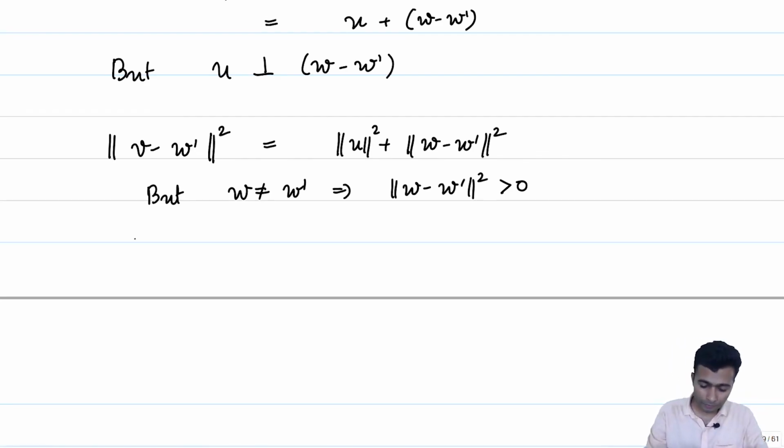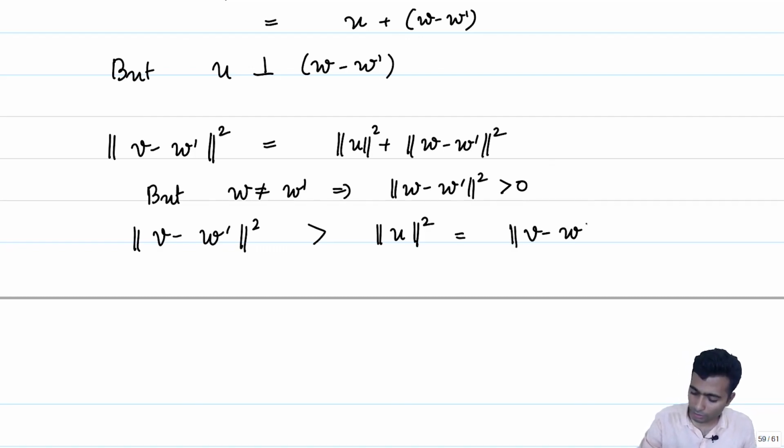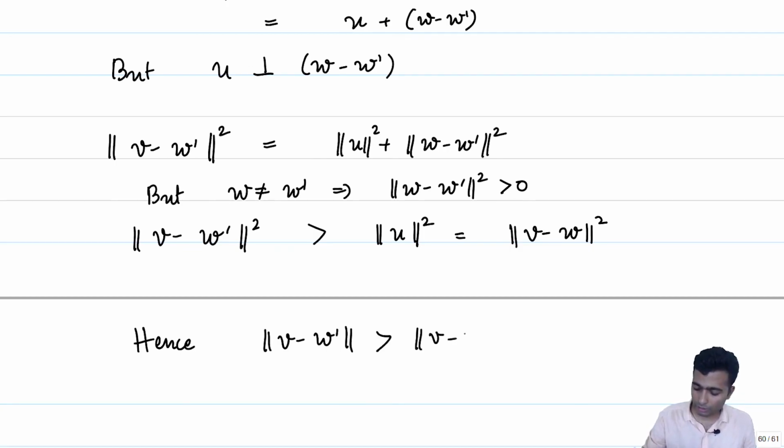And therefore, this number to the left has to be certainly greater than the length of U square. But what is that? That is just equal to the length of V minus W square. Hence, since the square root is of squares of positive numbers, V minus W prime is greater than the length of V minus W. That's precisely what we had set out to prove.